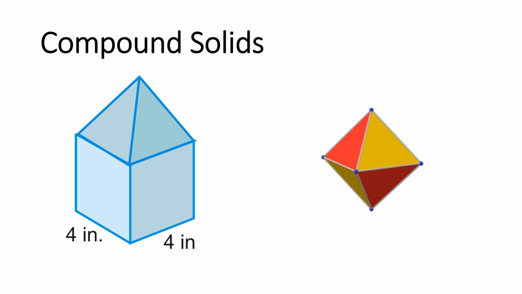In the first figure, by combining a cube and a prism, there are 9 faces, 16 edges and 9 vertices. In the second solid, by combining 2 prisms, we can see there are 8 triangular faces, 12 edges and 6 vertices.